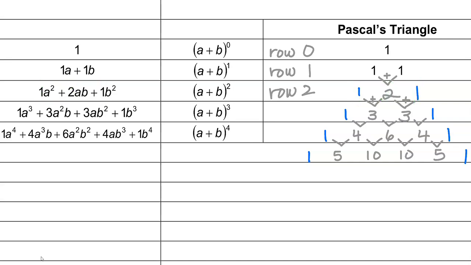So in row 3, when it's expanding a plus b to the third power, its coefficients better be 1, 3, 3, 1. And notice that it is 1, 3, 3, 1.